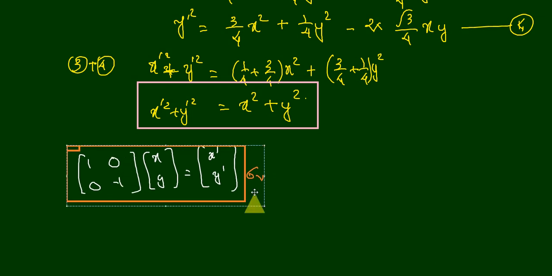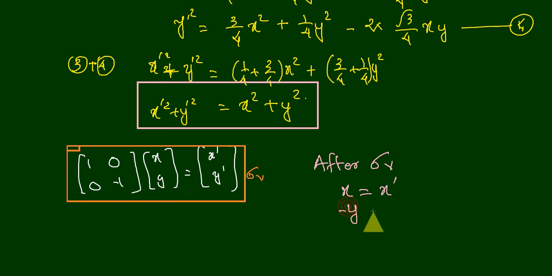After sigma v, what is the transformation of x and y? We can write it like this. After sigma v, what are the transformations? x is equal to x dash, and minus y is equal to y dash. This is what the matrix says. So x dash square is equal to x square and y dash square is equal to y square itself.